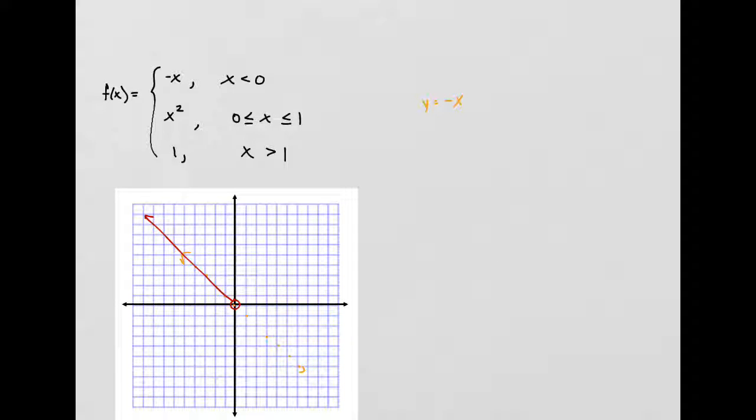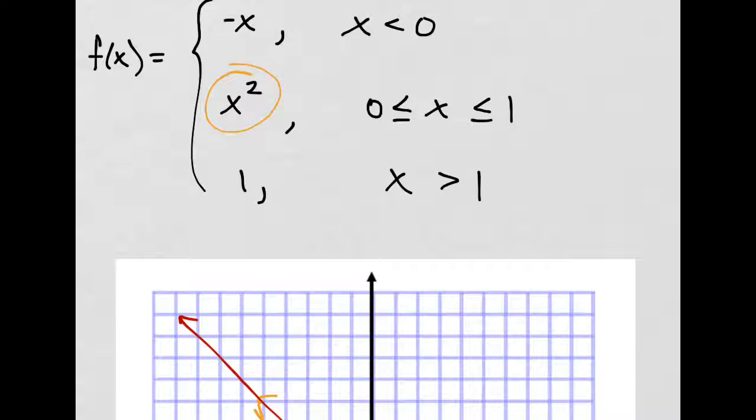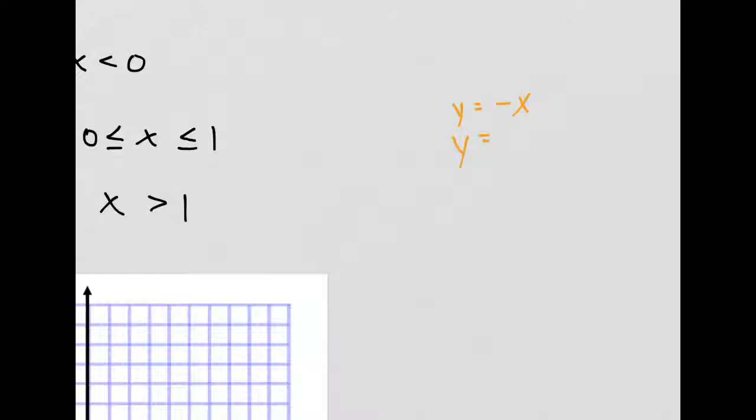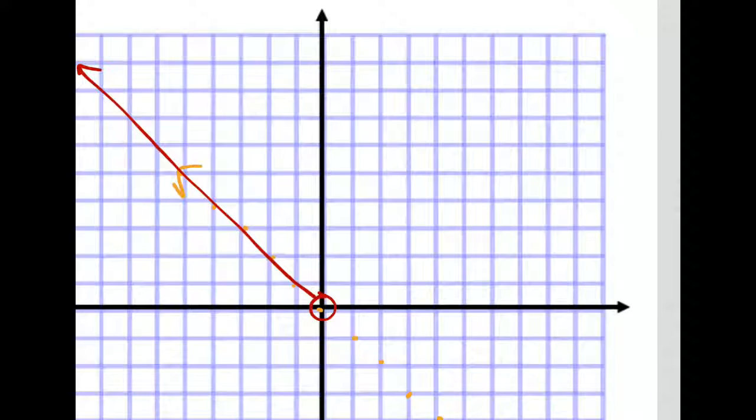And then the second part, x squared. Well, that's the same thing as y equals x squared. I know how to graph that. That looks like there, and then it's a parabola. That's what it looks like, and then going this way as well. I think that's 9 up there, but we'll see.